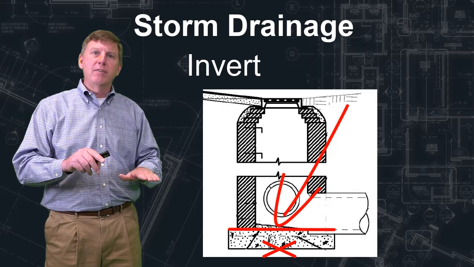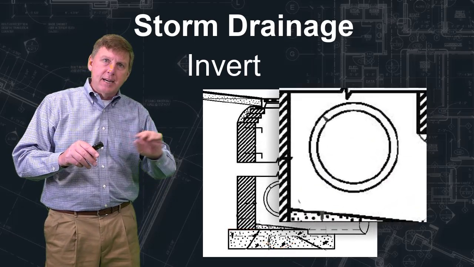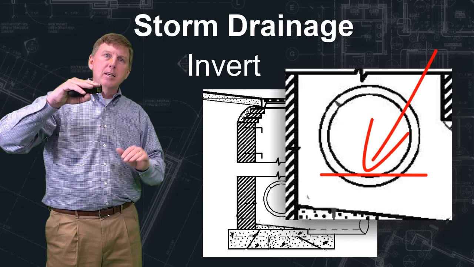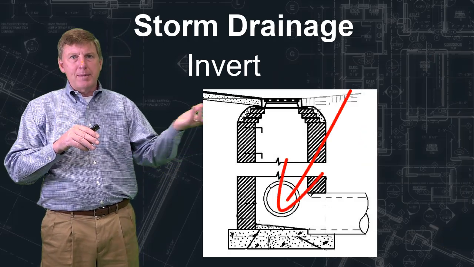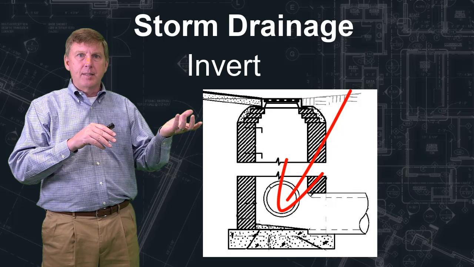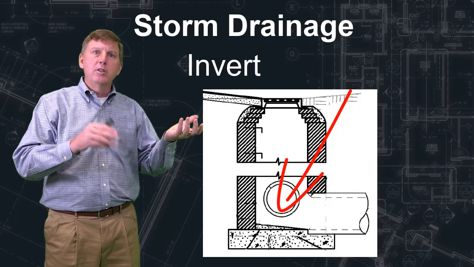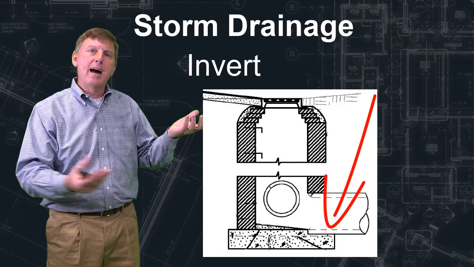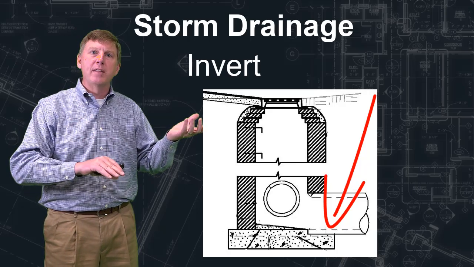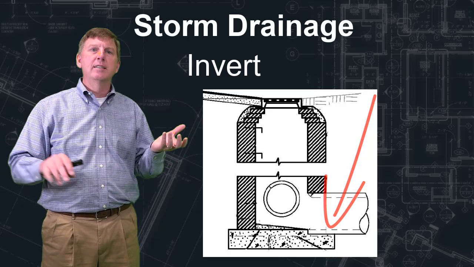If you're looking for the invert of the pipe, it is the top of the bottom of the pipe. So you can have an invert of a pipe coming into the catch basin. That's water flowing in. You'd want the invert of the pipe going out of the catch basin to be lower than that to make sure that water flows downhill.